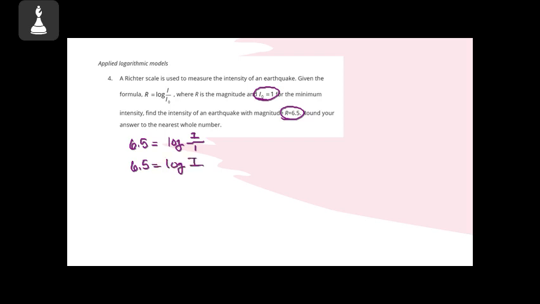Now this is a common log of base 10. So that means we have a base of 10, an answer of I, and an exponent of 6.5. So that means 10 to the 6.5 equals I. And then all I need to do is go to a calculator and type 10 to the 6.5 power, and you will get 3,162,278.